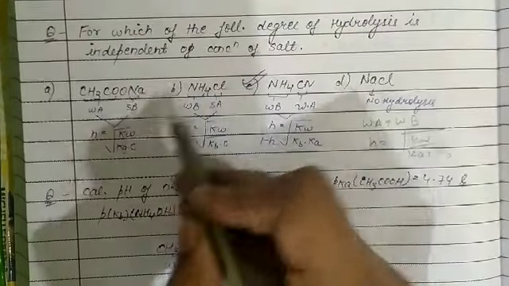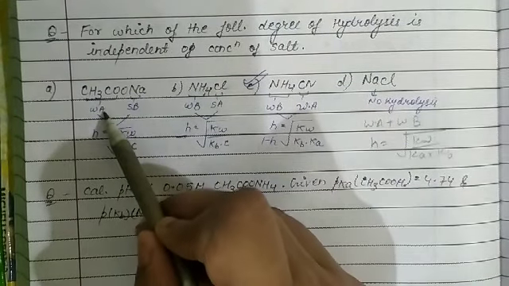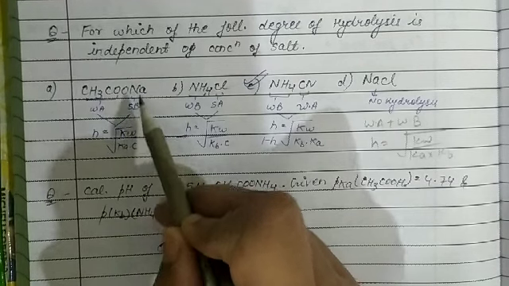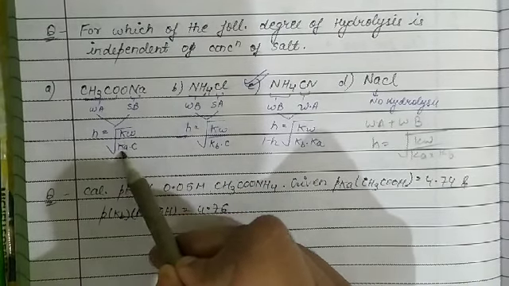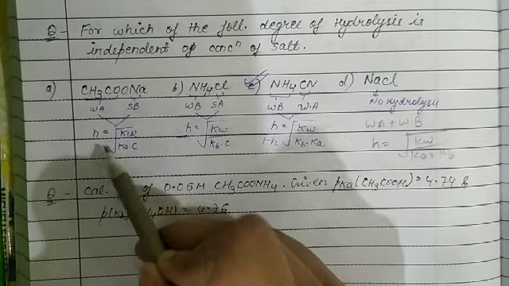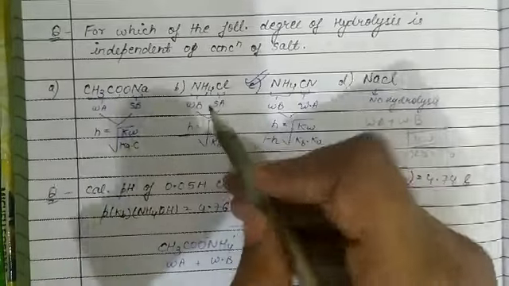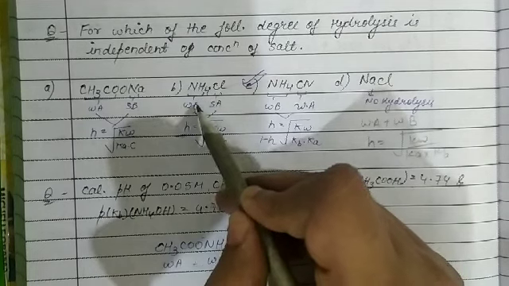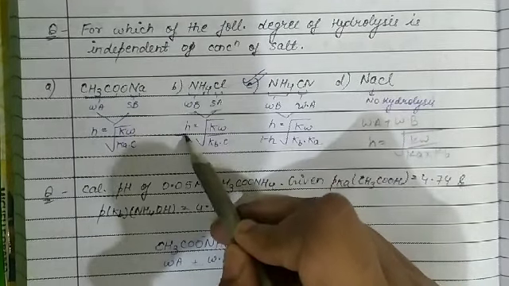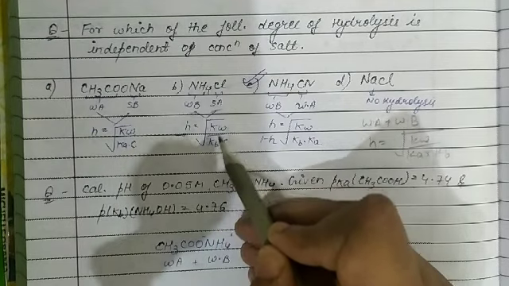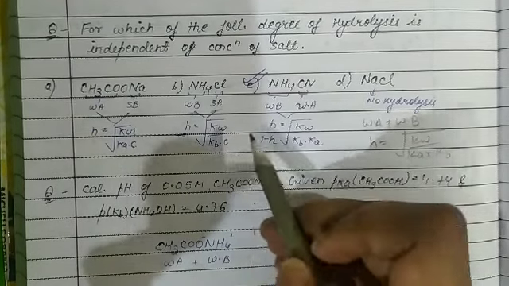While in all other formulas we see, this is a salt of weak acid and strong base, CH3COONa, and degree of hydrolysis is under root of Kw upon Ka into C. So degree of hydrolysis depends on concentration. See option B. NH4Cl is a salt of weak base NH4OH plus strong acid HCl. Again h in this case is under root of Kw upon Kb into C, which depends on concentration.